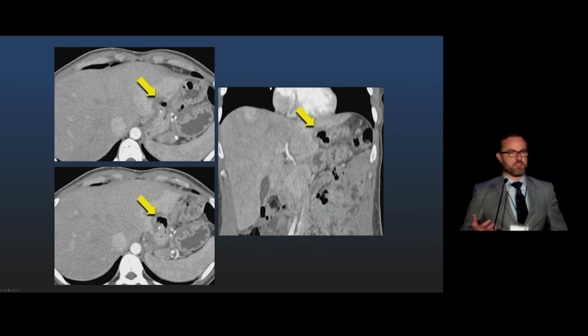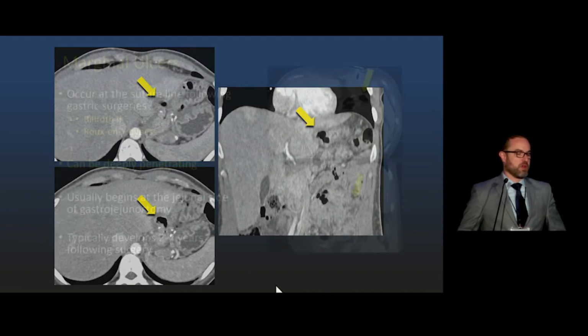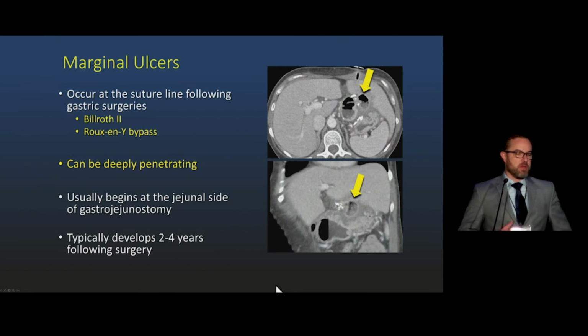In my experience, I've seen a few cases like this that often make us think of a primary hepatic process because they often occur near the edge of the liver. But in this case, the deeply penetrating marginal ulcer at this anastomosis is causing inflammation and a perfusion abnormality in the left hemiliver. Think about these in patients who have had either a Billroth 2 or a Roux-en-Y gastric bypass.